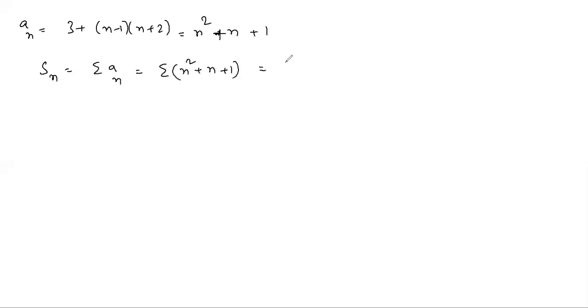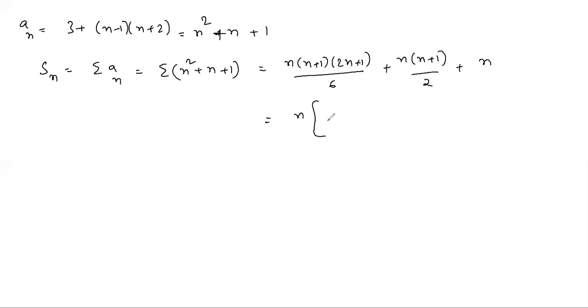Sigma n square is n into n plus 1 into 2n plus 1 by 6. Sigma n is n into n plus 1 by 2. Sigma 1 is n. So n into n plus 1 by 2, taking LCM and n common from the whole, n plus 1 into 2n plus 1.